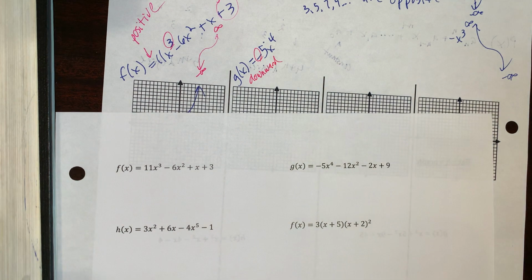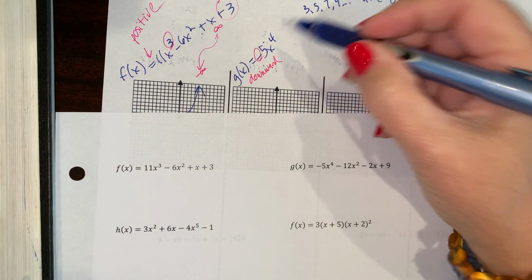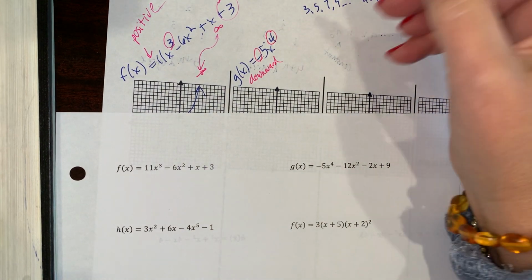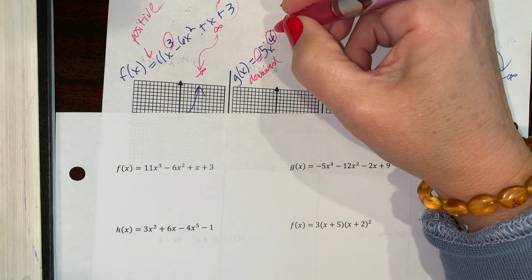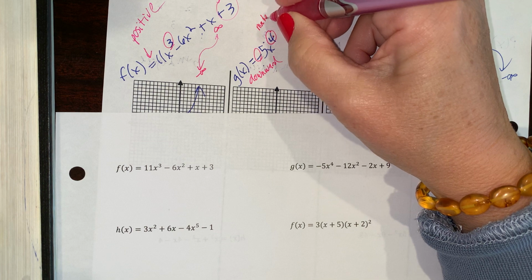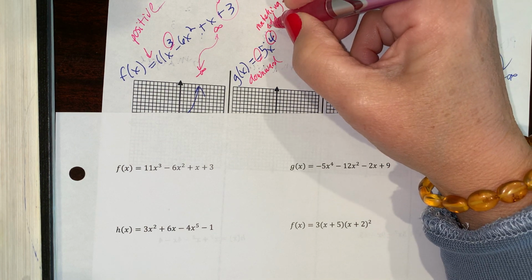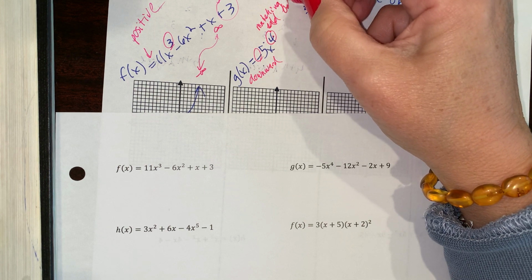Okay, so I know things right there. And then with the fourth power, I know another thing. I know that this is an even number, so this is going to have matching end behaviors.